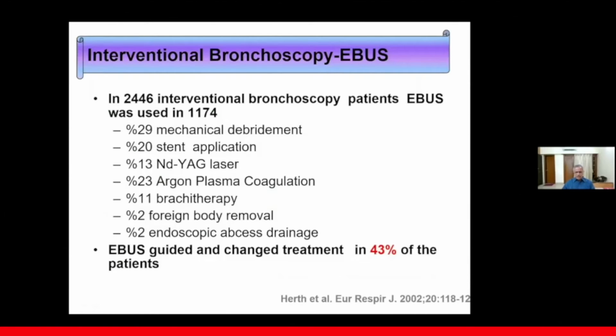So in a study presented by Hurt et al. in 2,446 children's bronchoscopy patients, EBUS was used in 1,174. EBUS guided and changed the treatment in 43% of the patients. It's a fairly good number, statistically significant. It tells us that EBUS as a tool can be used in situations like mechanical debridement, stent applications, lasers, argon plasma coagulation, brachytherapies, foreign bodies. So in all these places it has guidance.